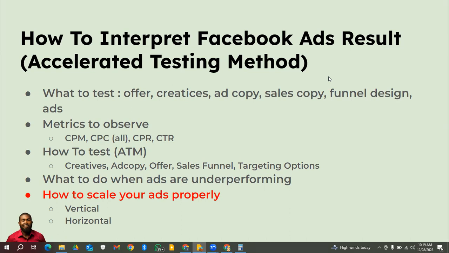Now, there are two ways to scale your ads. Firstly, we have the vertical means of scaling, and then we have the horizontal. So vertical means you're going upwards, and horizontal means you are going sideways, right? So let me just do a small write-up so you can understand the differences between them.